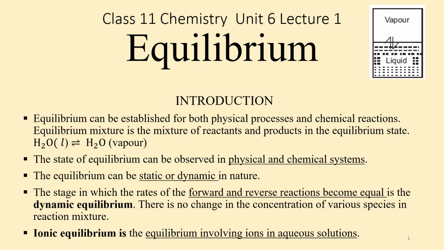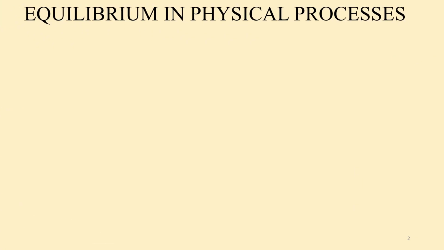The ionic equilibrium is the equilibrium involving ions in aqueous solution. As said earlier, equilibrium can be both in physical as well as chemical processes. Let us first discuss the equilibrium in physical processes.